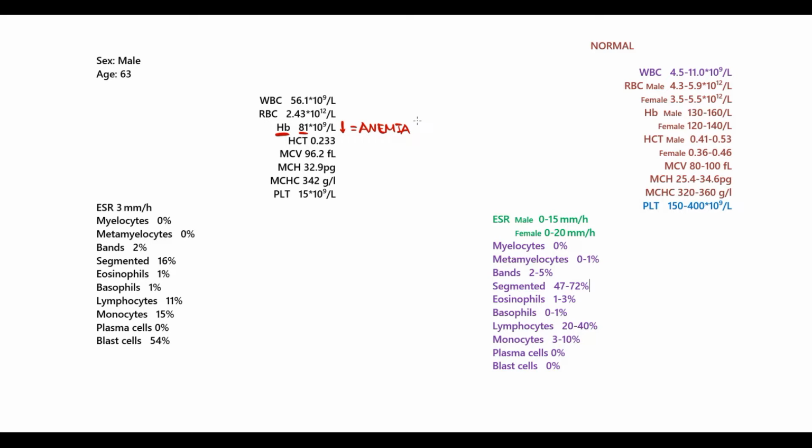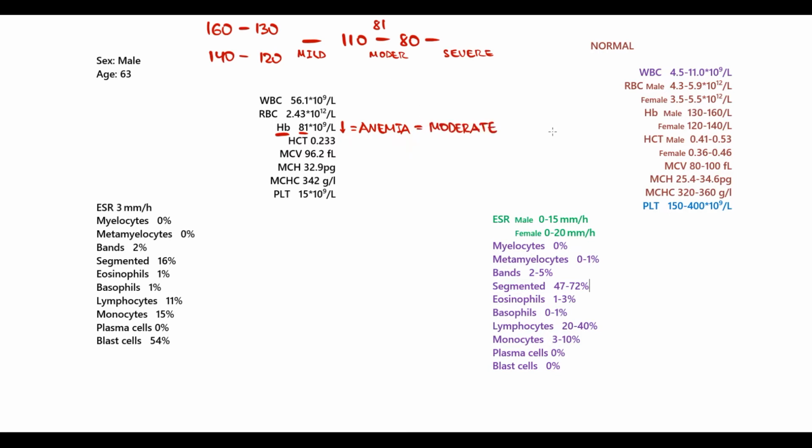So how severe is the anemia? In order to tell this, we have to know two numbers. It's 110 and 80. Normal hemoglobin level for male is 130 to 160, for female 120 to 140. From 110 to lower limit of normal is mild anemia. From 80 to 110 is moderate anemia, and lower than 80 is severe anemia. So in this case, hemoglobin value is 81, so it's moderate anemia.